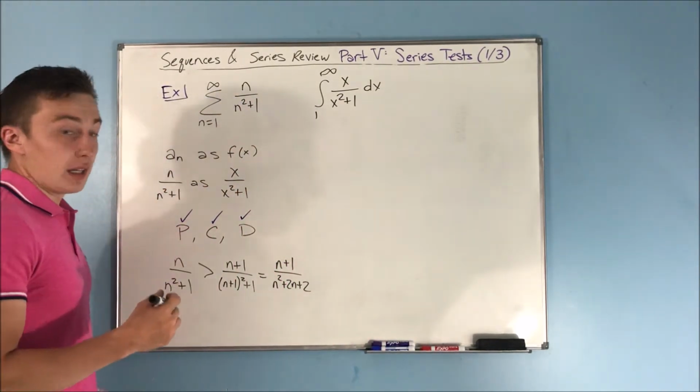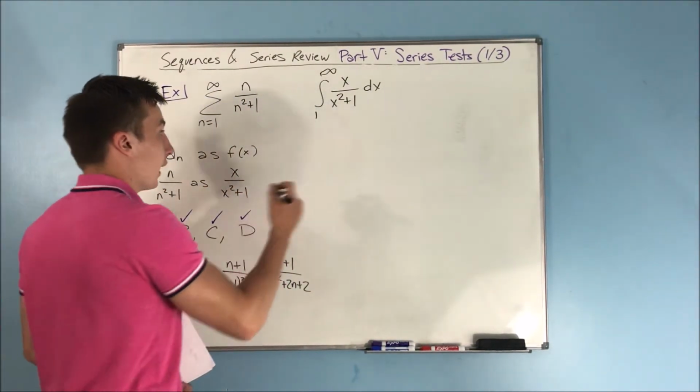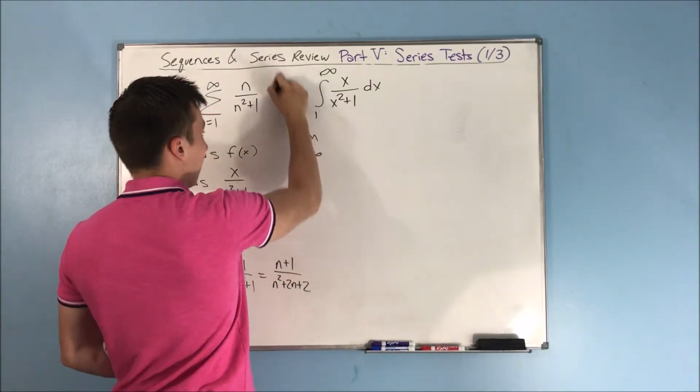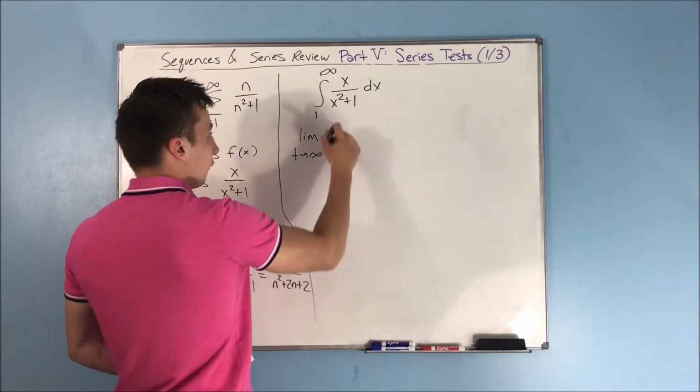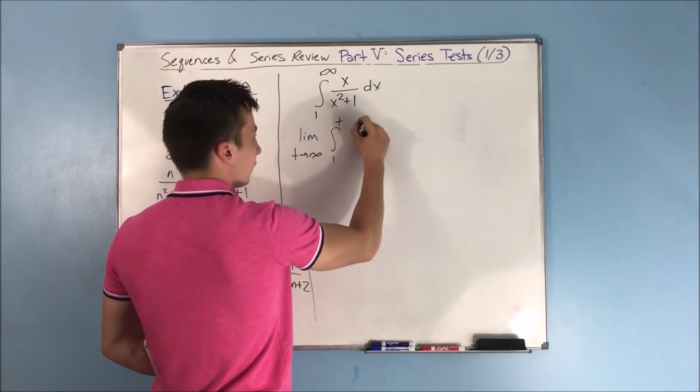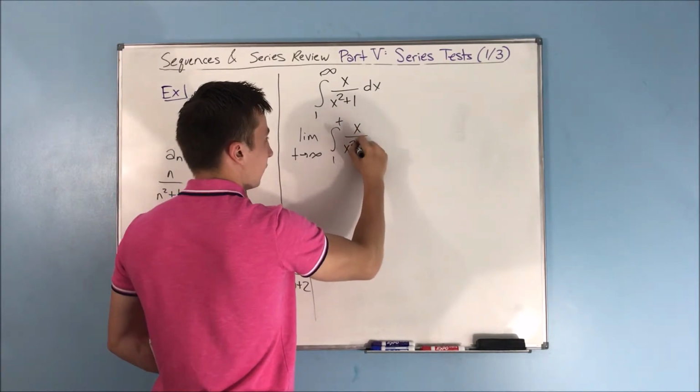So let's do it. Now, if we wanted to do this integral, we've got to take a limit as t approaches infinity. Remember how we do improper integrals here, of the integral from 1 to t of x over x squared plus 1 dx.